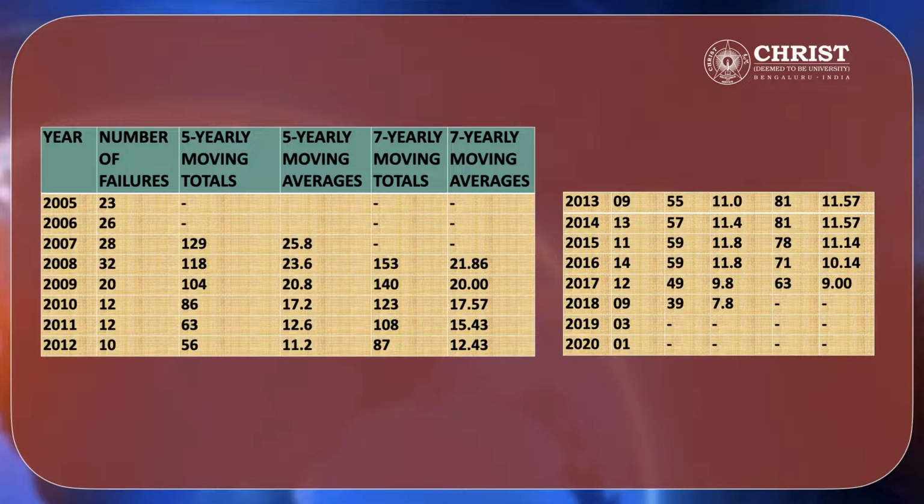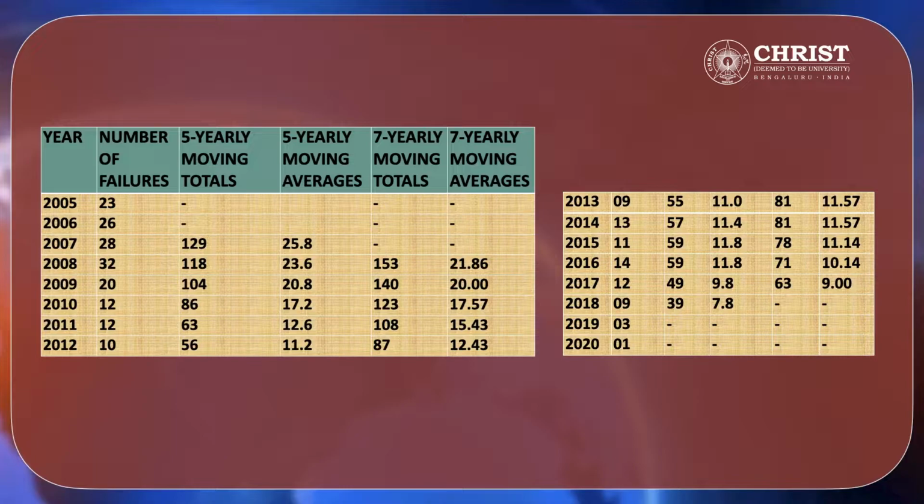When you come to the 7-year moving total, the middle year is the fourth year. So you take the first 7 years' values and write the total against the fourth year, that is 153. For the 7-year moving average, 153 divided by 7, you will write against the fourth year. That is 21.86. Similarly, you have to compute all the values.